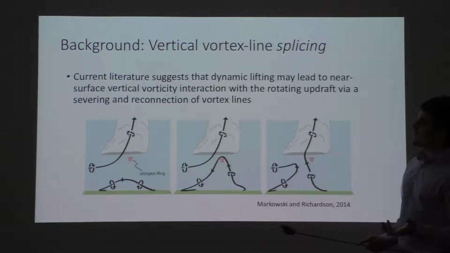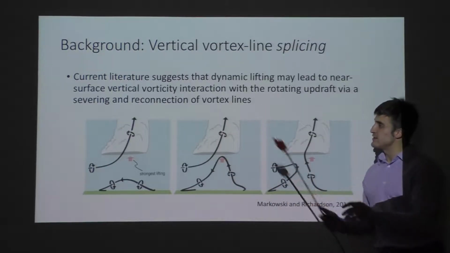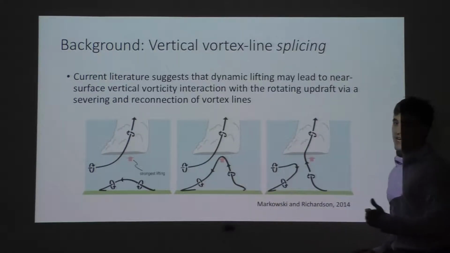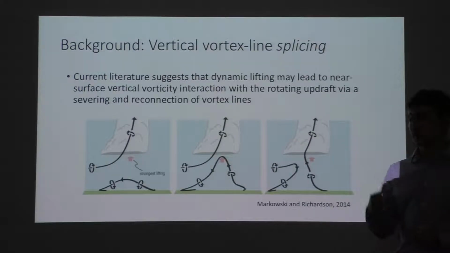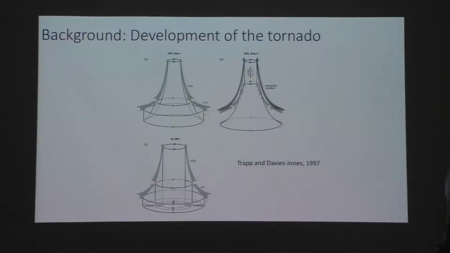And this has been theorized recently as a way in which the vorticity associated with the downdraft regions may interact, or what's known as, in the theory, is splicing, where the vortex lines associated with vorticity in the outflow region are severed and reattached to that associated with the mesocyclone. So, some of the theories for the development of the actual vortex associated with a tornado.